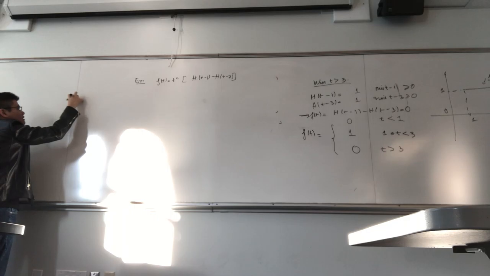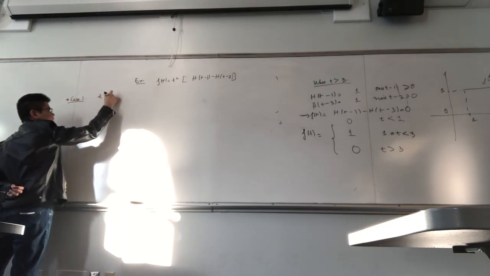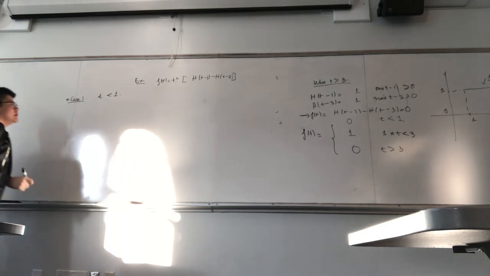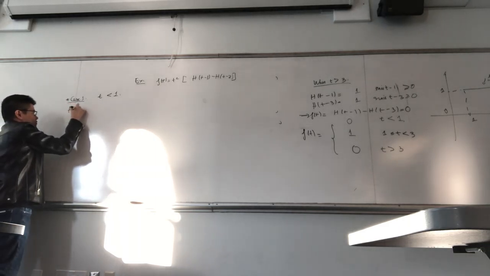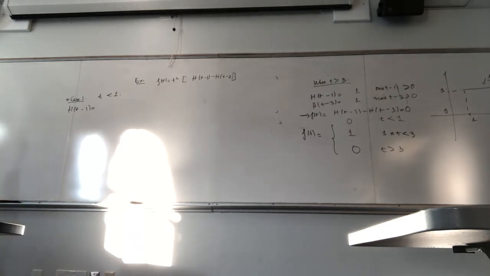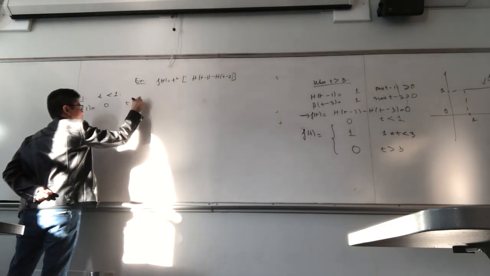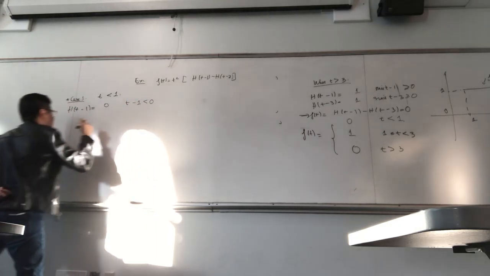So now let's consider case number 1, right? When t is smaller than 1. So when t is smaller than 1, what is the value of h of t minus 1? This is still zero because t minus 1 is negative, right?